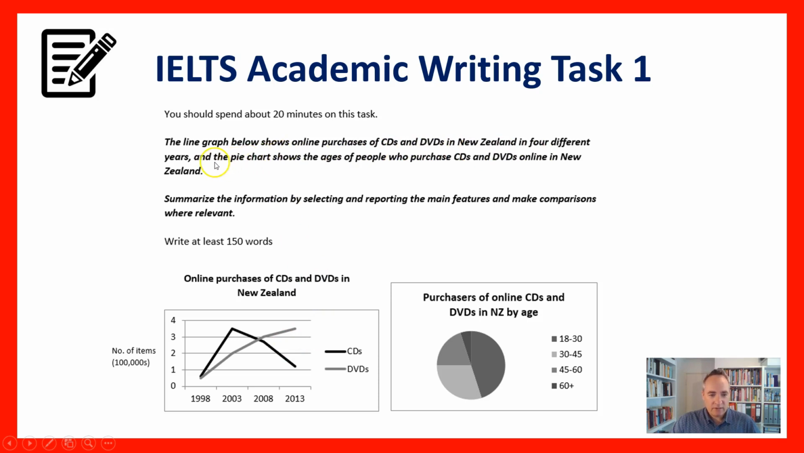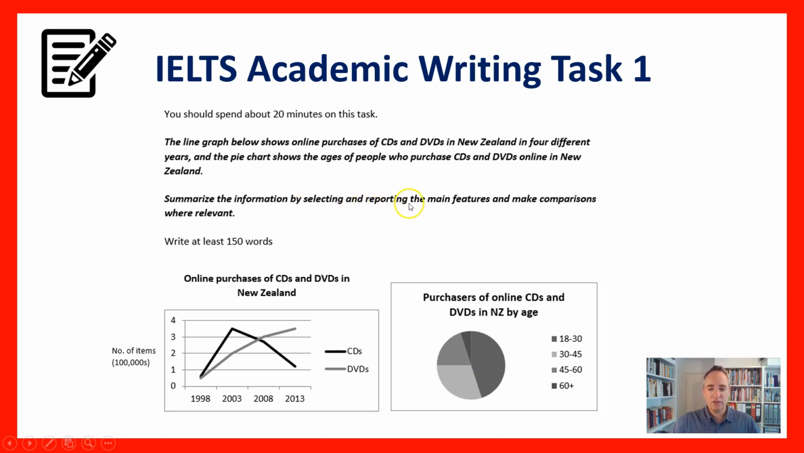In 4 different years, yes, and the pie chart shows the ages of people who purchase CDs and DVDs online in New Zealand. So what do you think will happen? Well, obviously we've got younger people who are making most of the purchases during this time period. So people who are aged between 18 and 30 have close to 45% of the market, I would imagine. And then 30 to 45 is that part as well. So overall, you could even say that close to 75% of people are these young people, whereas 60 plus, you're only getting a small percentage. So that's a clear trend we can see there.